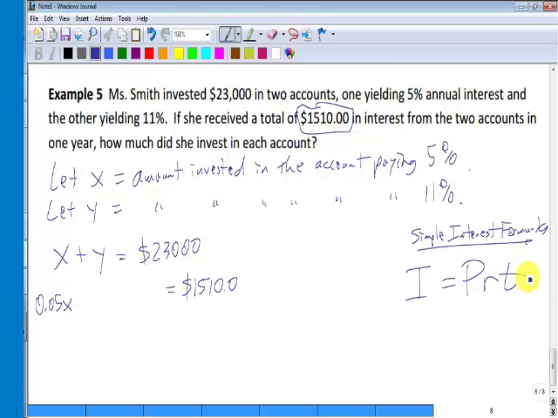Is that the one? That's the one. Simple interest formula: interest equals principal times rate times time. Now the principal is X. X dollars goes into the account paying 5%. The rate is 0.05, a 5% annual interest rate. And the time, 1 year? 1 year, there it is. T equals 1. So it's just the rate times the principal, basically, since the time is exactly 1 year. So we take the 11% rate and multiply by the principal.